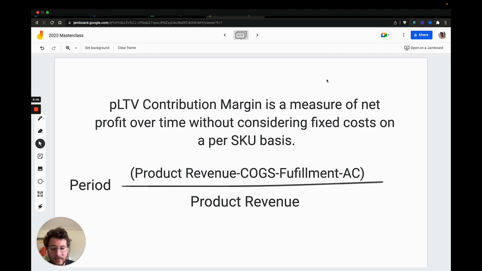So period LTV contribution margin is by far the best metric to look at if you had to pick one, even though it makes no sense to pick one. But if you had to, this is definitely the one to look at because it includes the lifetime value element, the short-term lifetime value element. It includes the COGS, it includes the fulfillment, and it includes acquisition cost. The only thing we can't really include is fixed costs, right? But it gets you as close to net profit as possible. It connects your advertising to your net profit in a way that ROAS doesn't, because ROAS just simply does not include COGS or fulfillment or per product LTV on a time period, right? So that's very, very important.